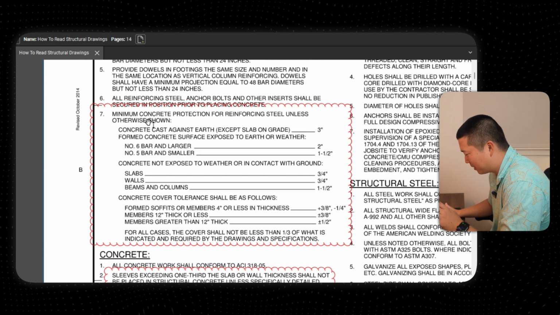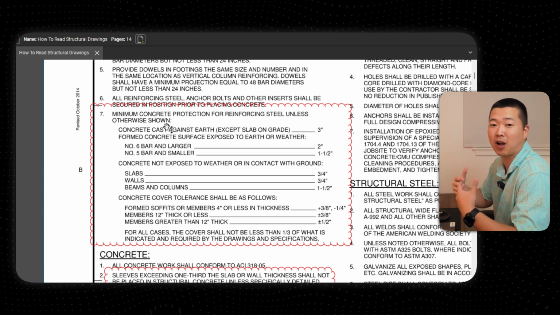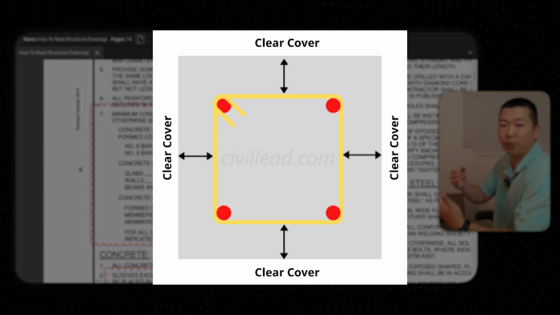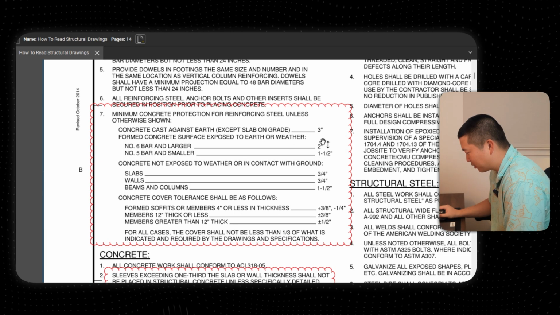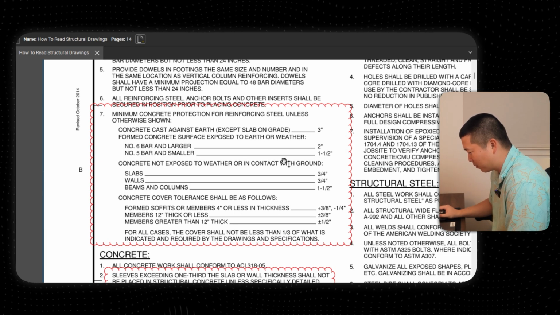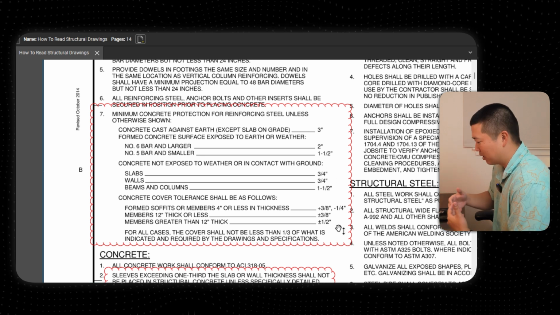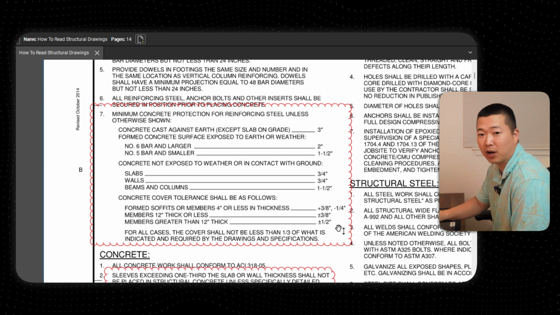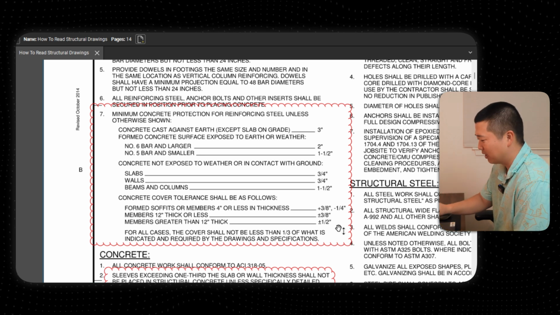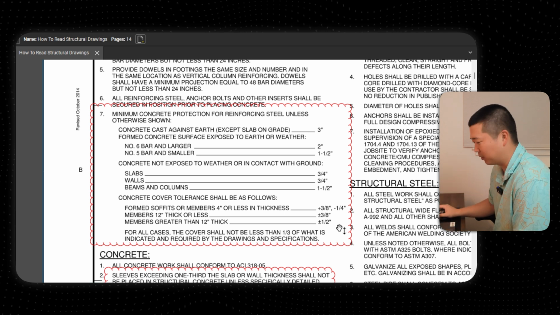So this says minimum concrete protection for reinforcing steel unless otherwise shown. This is what is known as concrete cover. It's how far away the rebar is from the edge of the concrete element. So against earth, 3 inches; number 5 bar and smaller, 1.5 inches. It tells you all of these different things. So when you're reviewing your rebar shop drawings, you can look at these and make sure that you have the right amount of cover. Not every drawing will have this shown on the details. So this is the kind of stuff where you're going to have to know and read the notes to know what you're supposed to be doing.